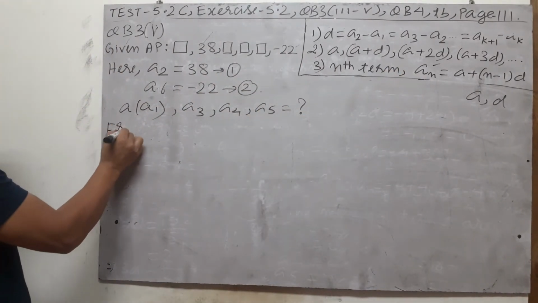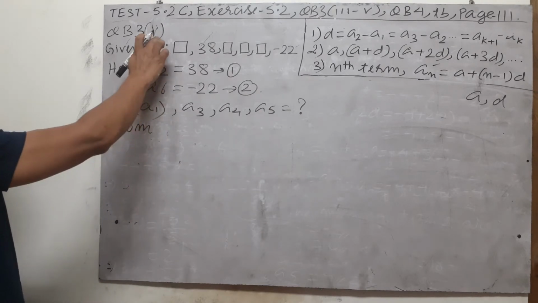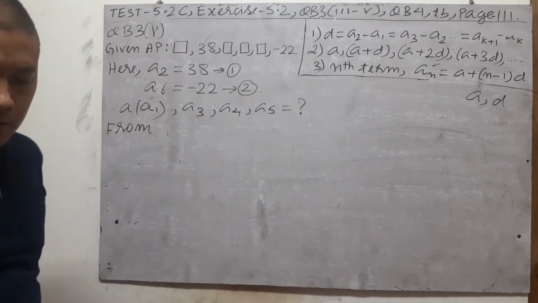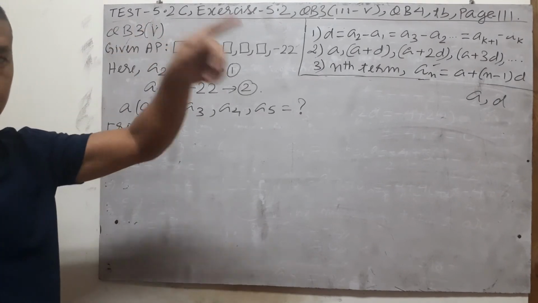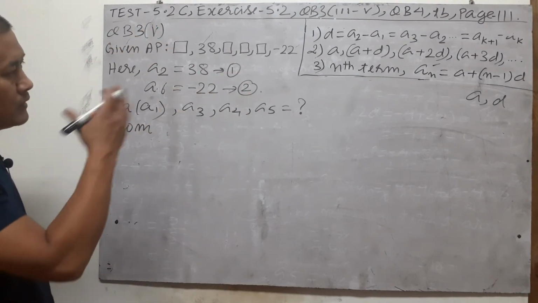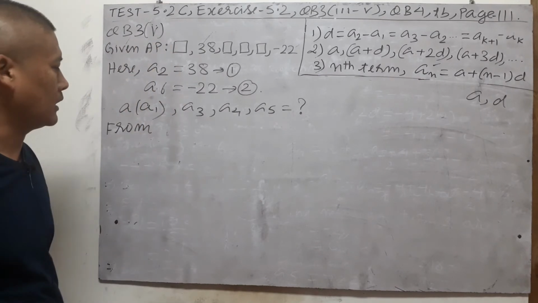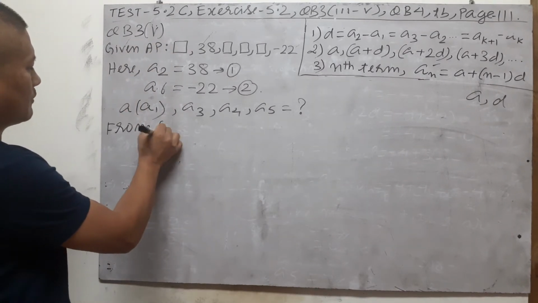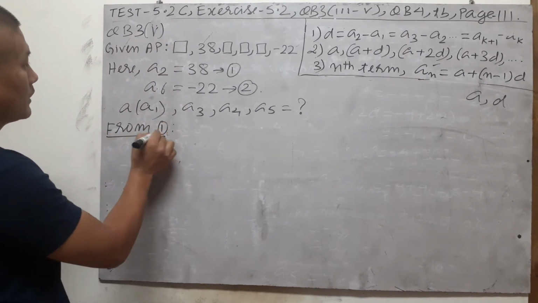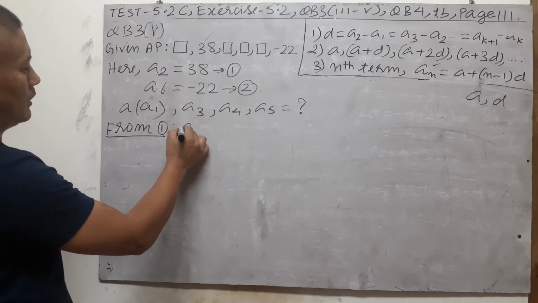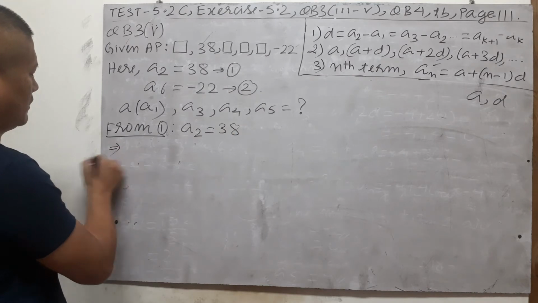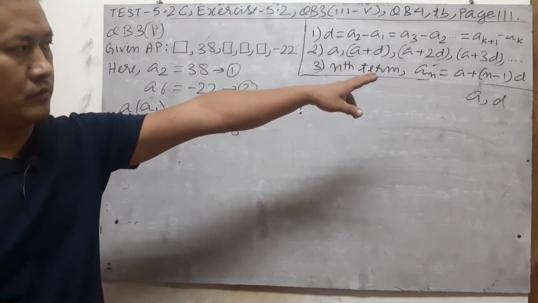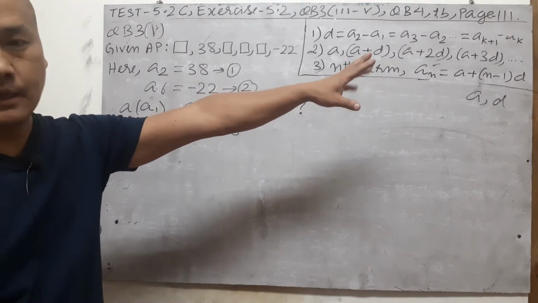So for that, let's just take from here. This subheading 5 is similar to question number B3 subheading 2, okay, in the previous test we did. Because even in that question, A was not given. From 1, you see here, A2 equal to 38. Let's use formula number 3, AN equal to a plus n minus 1 into d.